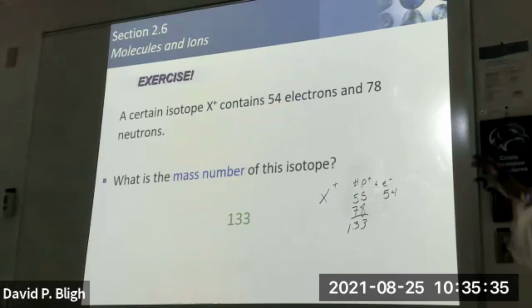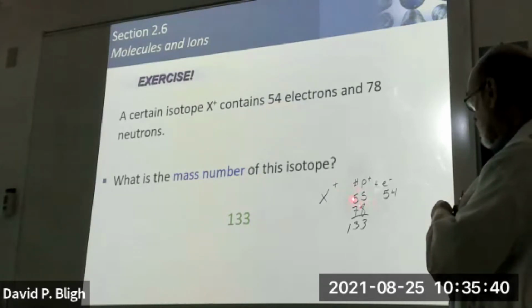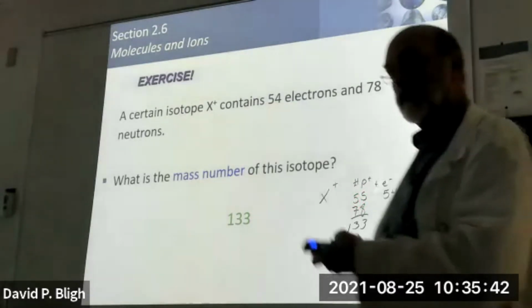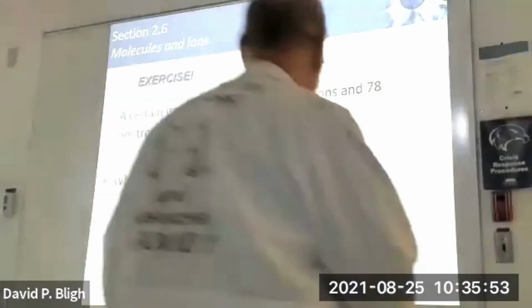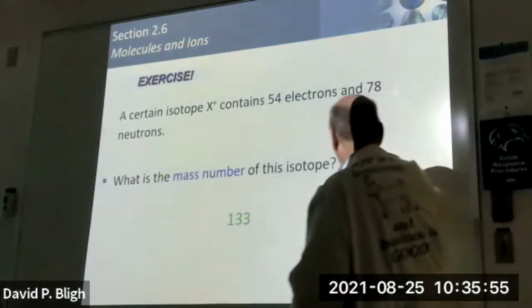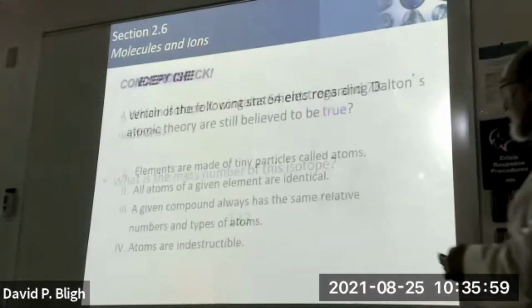Okay, and based upon the number of protons we've determined here, 55, we can find out what element that is. We just have to follow along to find 55. There it is, cesium. Okay.